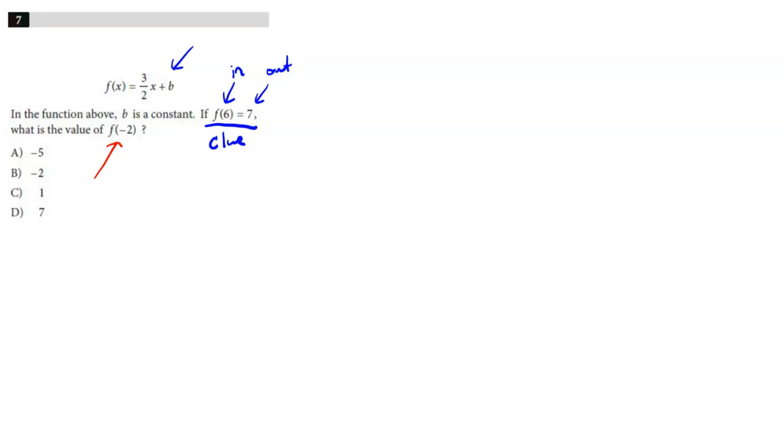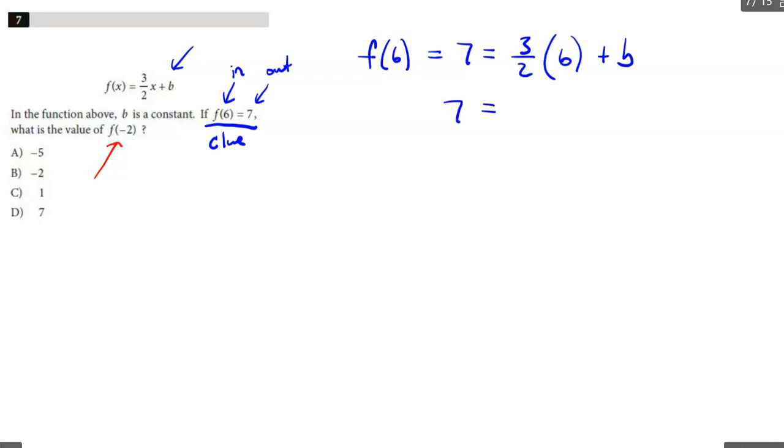So let's do this. f of 6 equals 7. So f of 6, which is really 7, happens when you go 3/2, you plug the 6 in here, plus b. So let's kind of work this thing out. 7 equals 18/2 plus b, or 7 equals 9 plus b, minus 9, minus 9. You get b equals -2. So they want you to pick this answer, but don't do it because we're only halfway there.